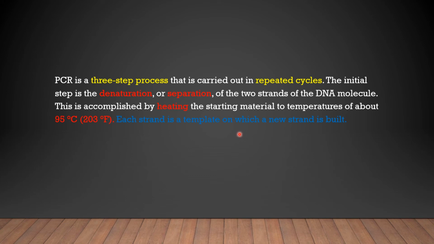Polymerase chain reaction is a three-step process that is carried out in repeated cycles. The initial step is the denaturation, or the separation of the two strands of the DNA molecule. This is accomplished by heating the starting material to temperatures of about 95 degrees centigrade or 203 degrees Fahrenheit. Each strand is a template on which a new strand is built.